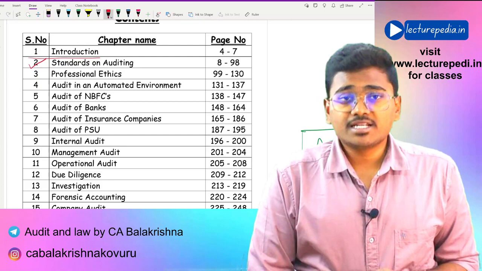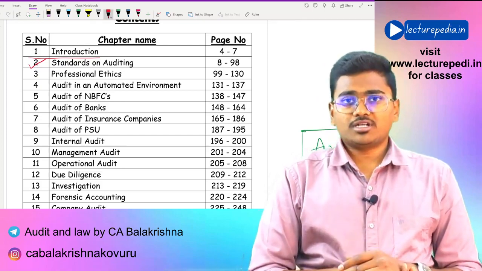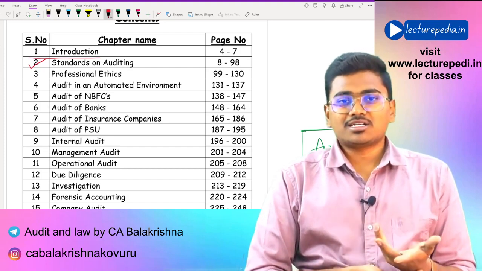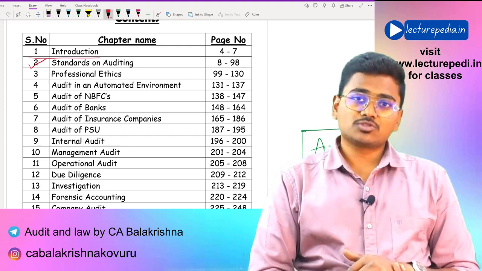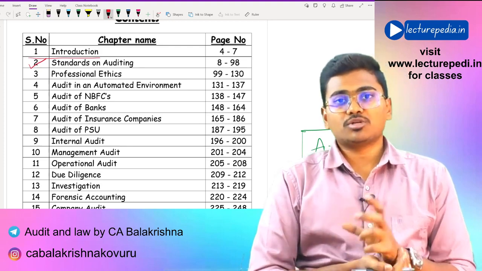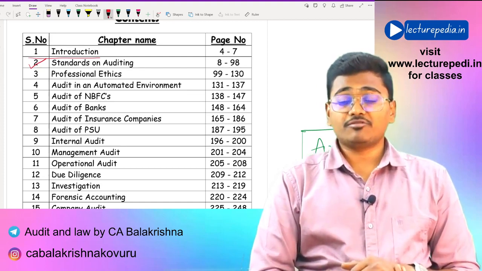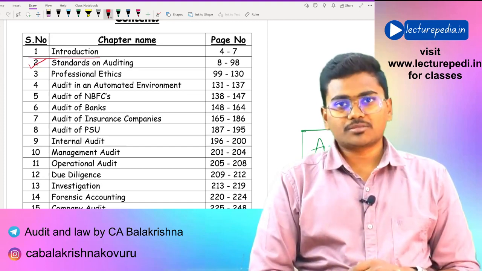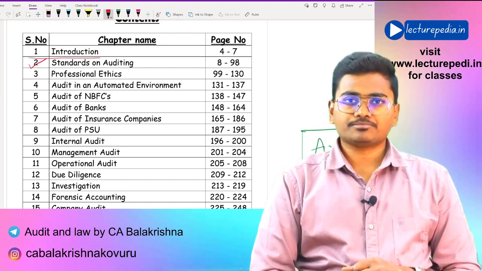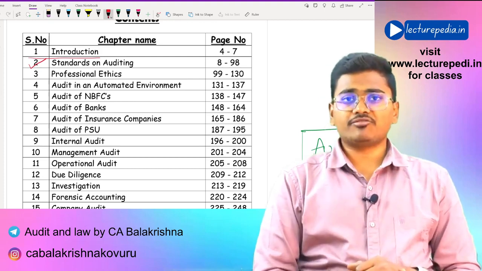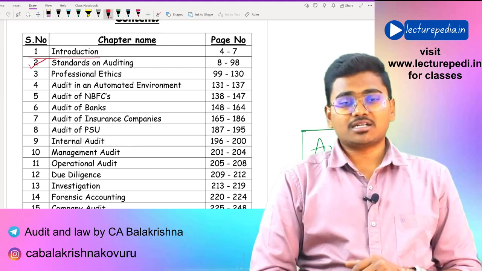If you see in practicality, most of the qualified CAs are not concerned about these auditing standards, and due to this, one body has been set up by the name NFRA, the National Financial Reporting Authority. Recently in 2020 this body has been set up, and the duty of this NFRA is to review the audits that have been conducted by the chartered accountants.